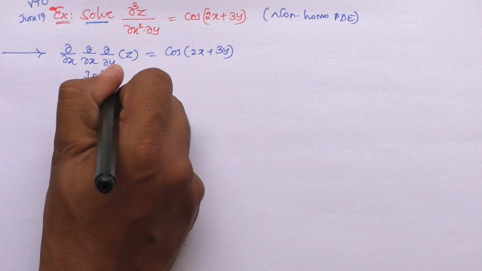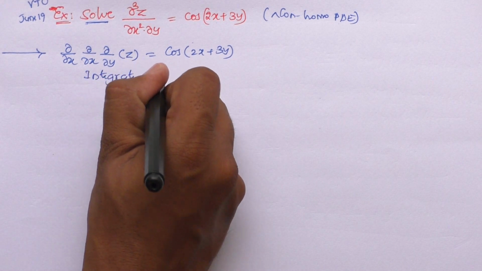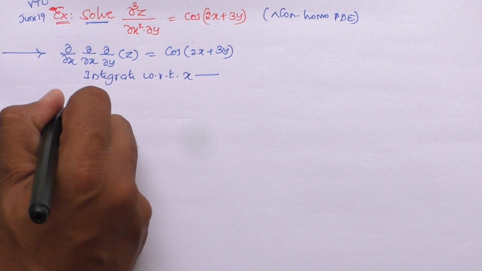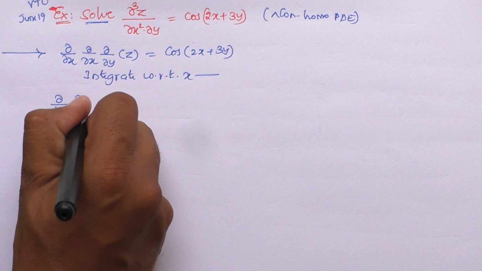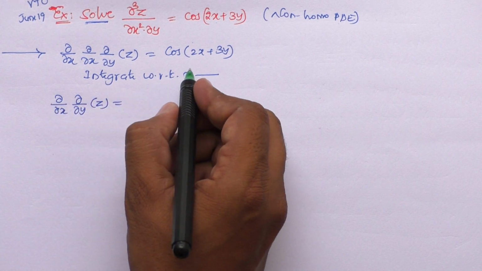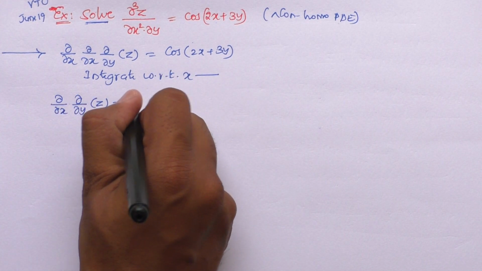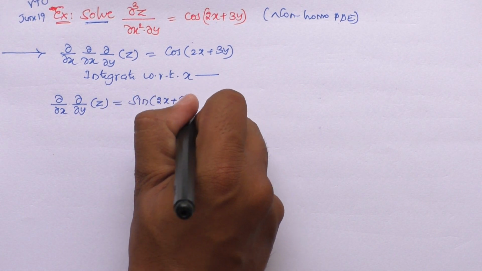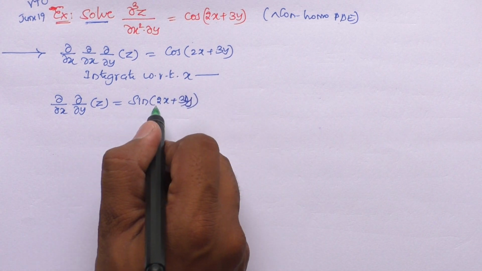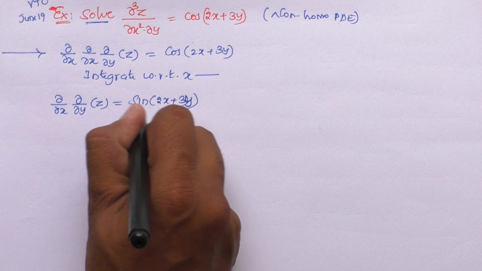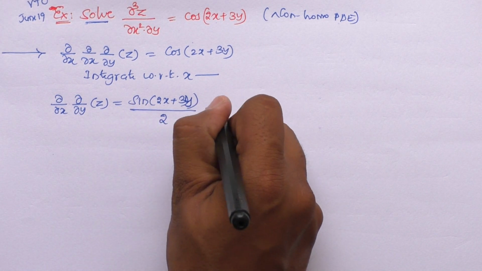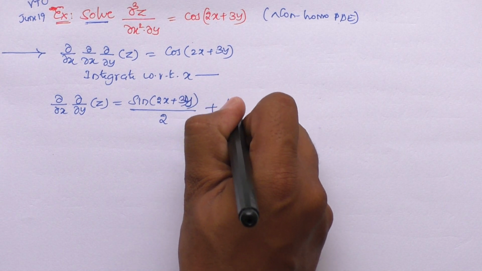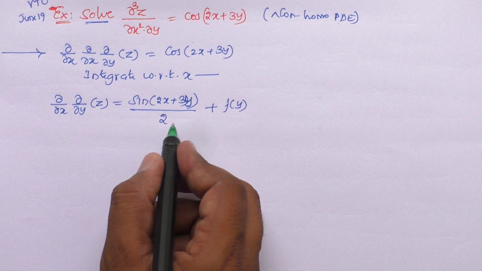So if you integrate with respect to x, this will be removed. So we get ∂/∂x, ∂/∂y of z, that is equal to integration of cos, which is sin (2x plus 3y). With respect to x, the multiple of x is 2, so you divide by 2, plus some constant term. So that constant term is the other variable term, f of y. So this is what we got.